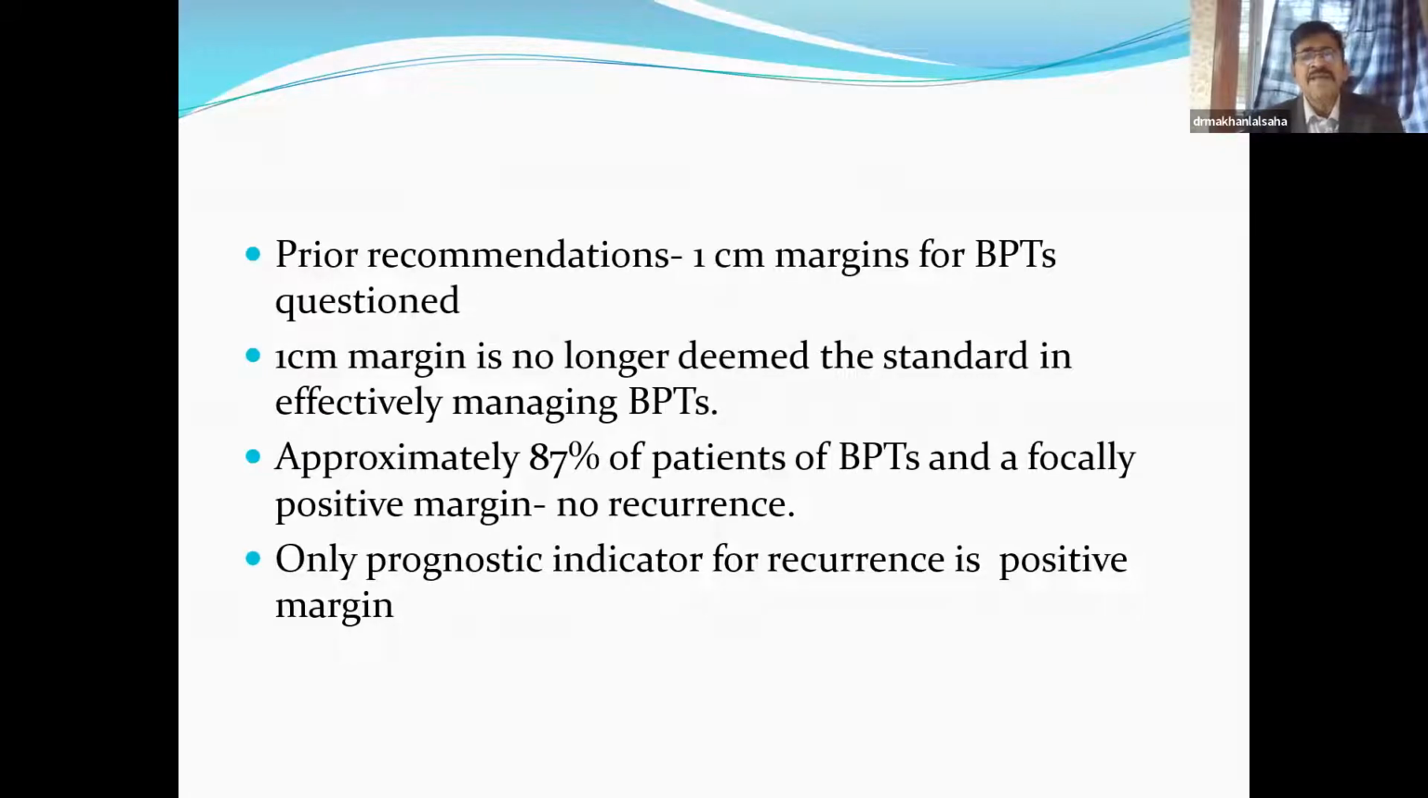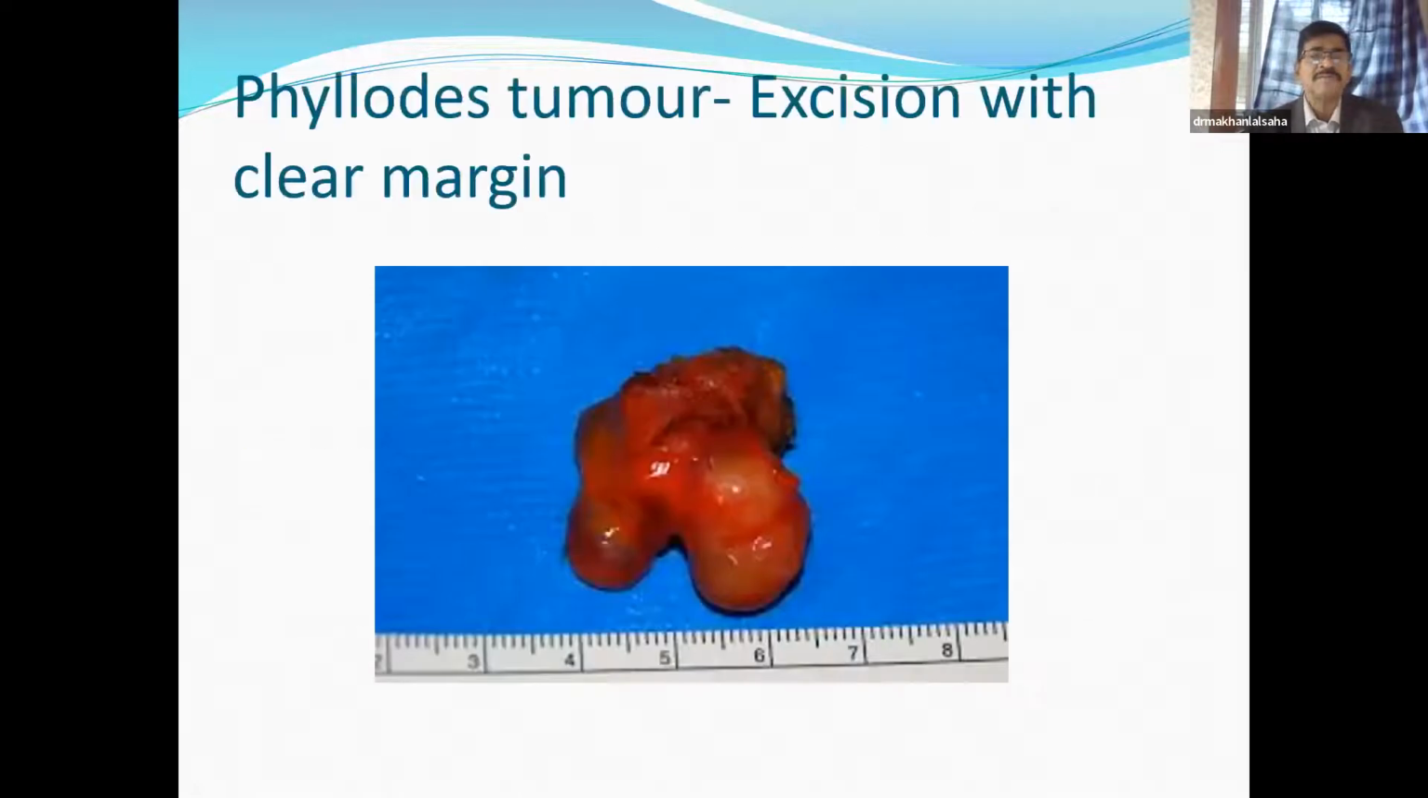Previously, a clear margin of 1 centimeter was recommended for all types of phyllodes tumor. But in benign phyllodes tumor, a margin of 1 centimeter is being questioned and no longer recommended for management. Even in a large section of benign phyllodes tumor, a focally positive margin does not make a difference in outcome. There is no recurrence in such patients. The only prognostic indicator for recurrence is a positive margin, though, in case of borderline and malignant phyllodes tumors.